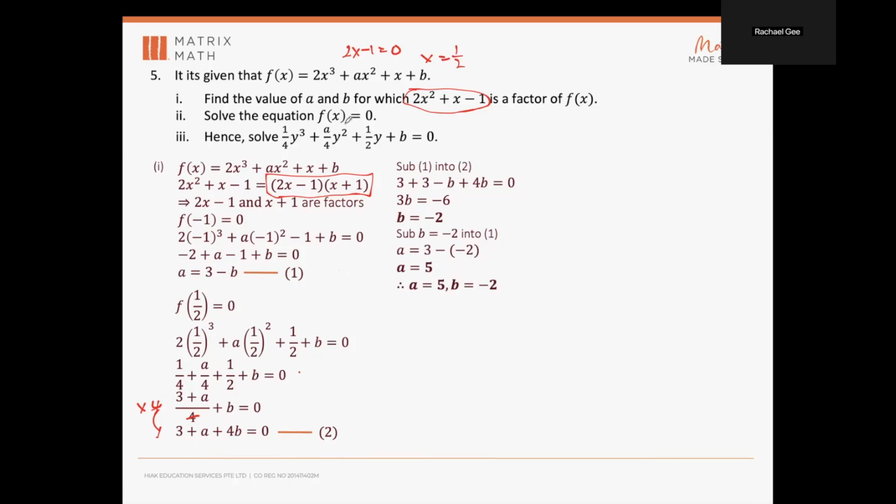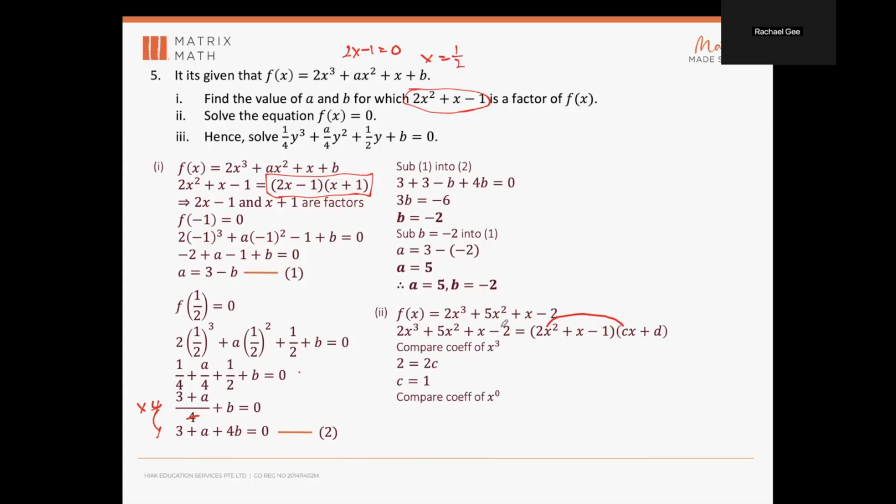For part 2, solve the equation f(x) equals to 0. In order to fully solve this function here, we need to further factorize the other part. We can compare the coefficient or we can sub in values of x to get rid of certain unknowns. But we'll just compare coefficient of x cubed. To get x cubed, you can only get it by 2x squared times cx. So 2c will be equals to 2, therefore c is equals to 1. For the next part, you compare the coefficient of x to the power 0, which is a constant term. To get a constant, you can only take d times -1. So minus d equals to -2, so d is equals to 2. Therefore, this would be your further factorized form.